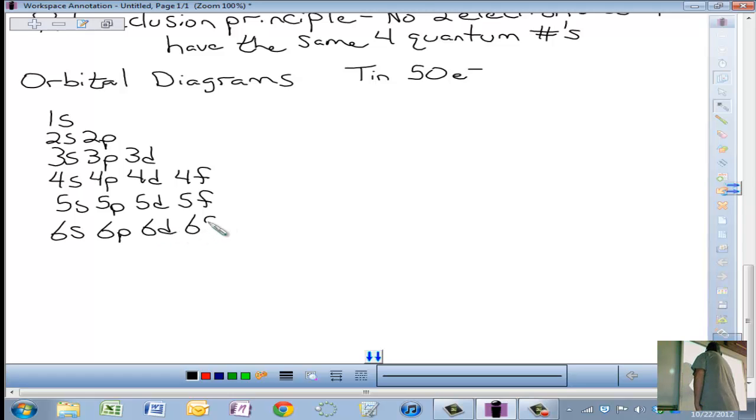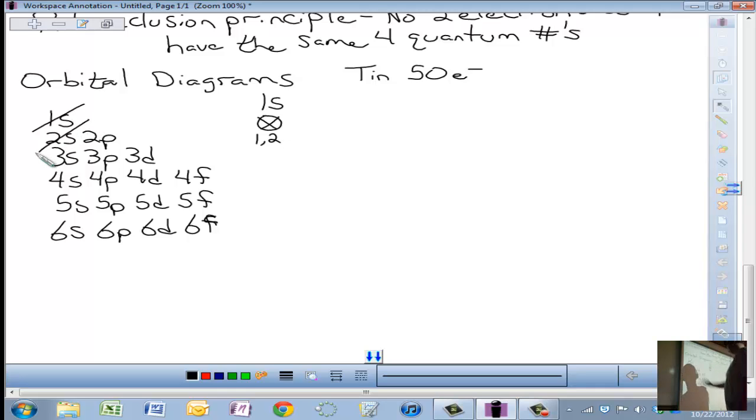Hopefully this will be far enough for us. So here's what we're going to do. 1s. I'm going to draw my circle. There's one electron, there's two electrons. So there's electrons 1 and 2. Now you don't have to put the numbers. I'm just doing this to show you exactly where we're at.